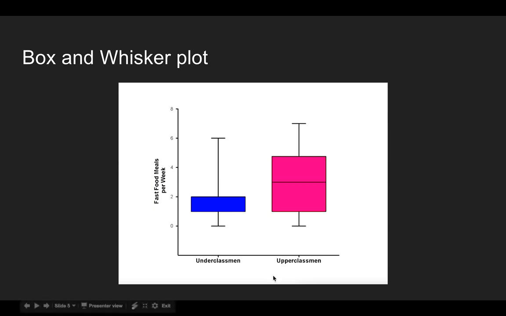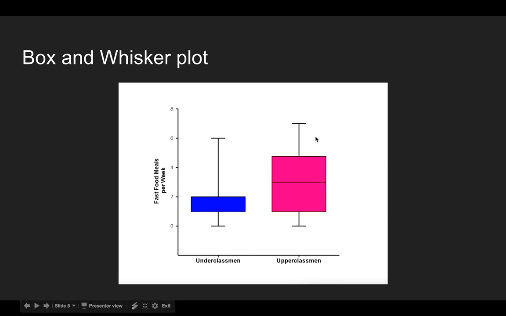So here's our box and whisker plot. You can see the minimum here at 0 for both of them. The first quartile at 1. For the underclassmen, the median was 2. Upperclassmen is going to be 3. Sorry, the upperclassmen's third quartile is about 5. Then the maximum is 6 for underclassmen and 7 for upperclassmen.